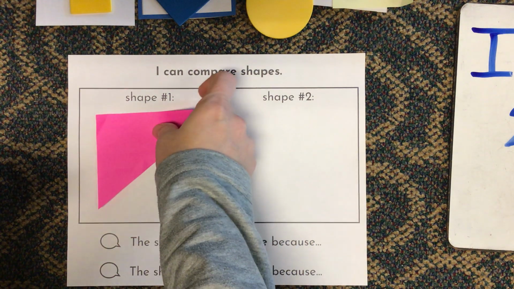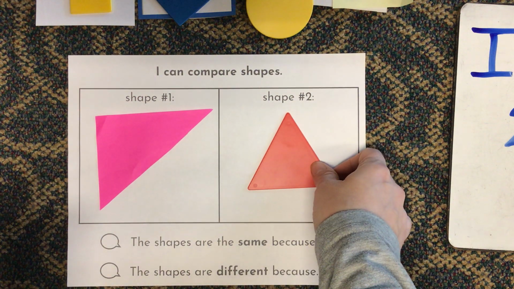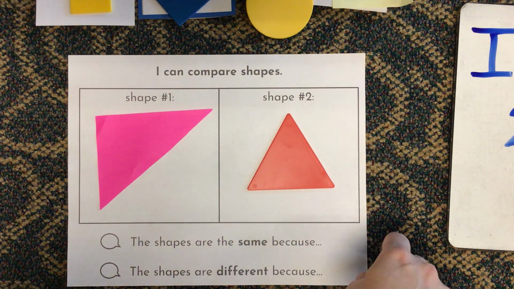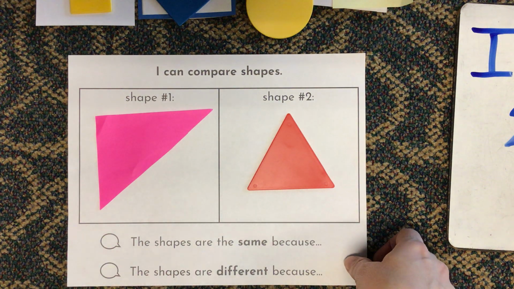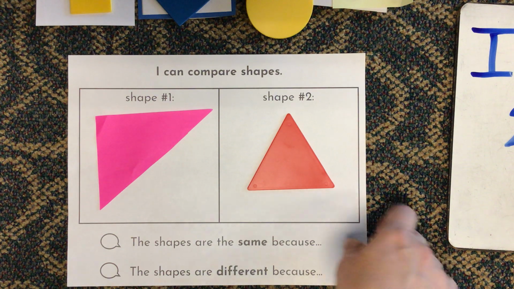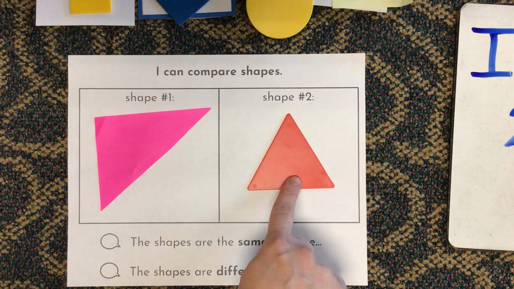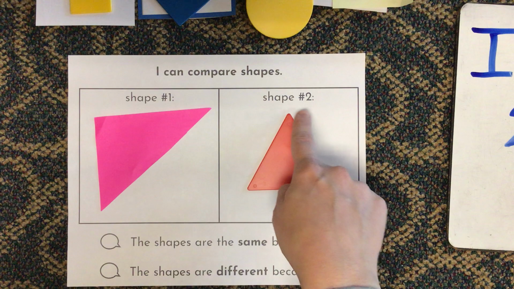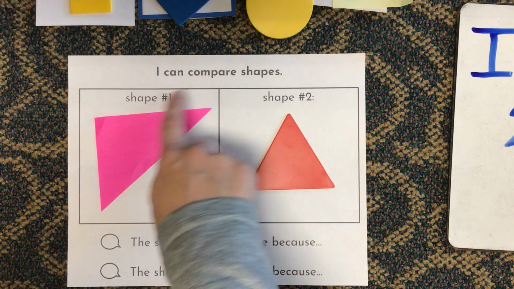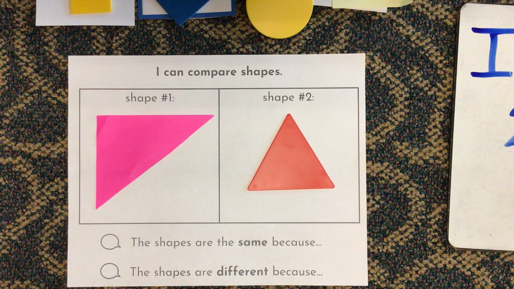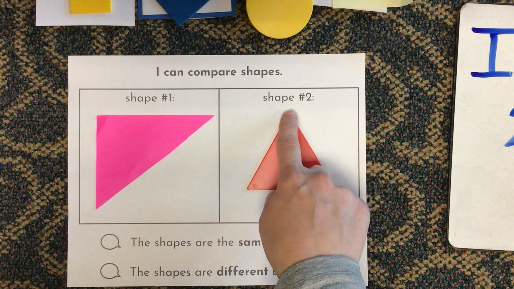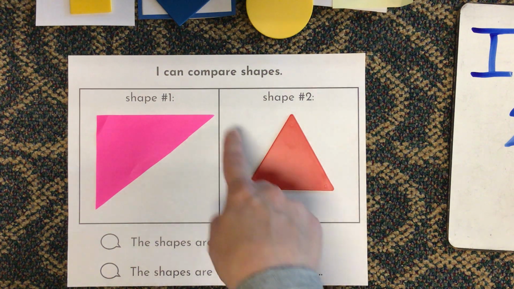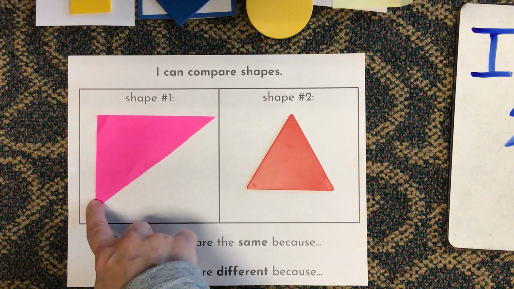So here is my shape number 1 and my shape number 2. So let's look at these two shapes. What do you notice about them? How are they the same? Right, they're both the same because they're both triangles, okay? You might also notice that they both have 3 sides. Let's count them. 1, 2, 3. 1, 2, 3. Do they have the same amount of points or vertices? Yes, they do. This triangle has got 3 vertices or corners, and this triangle has 3 vertices or corners.